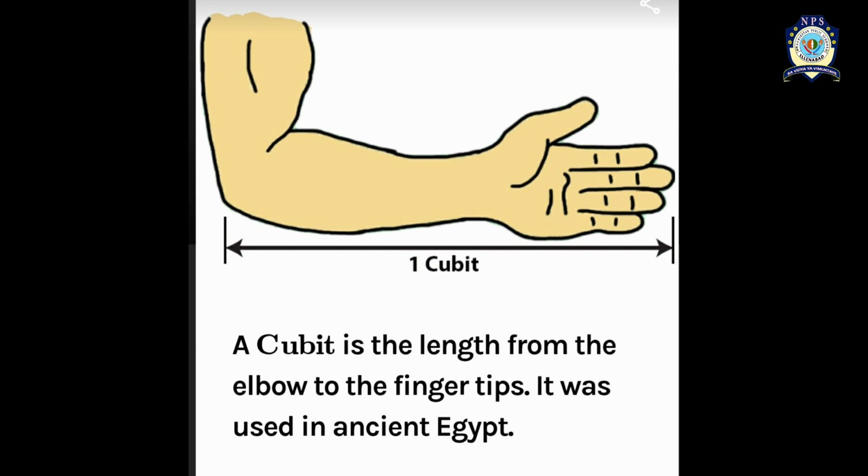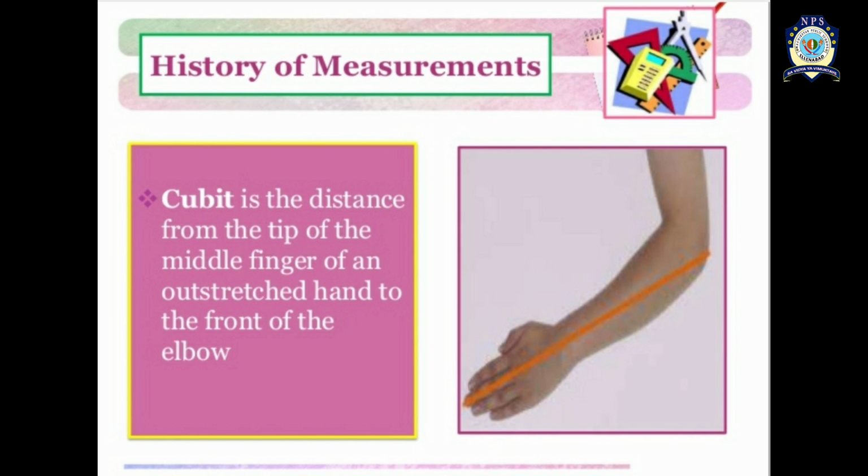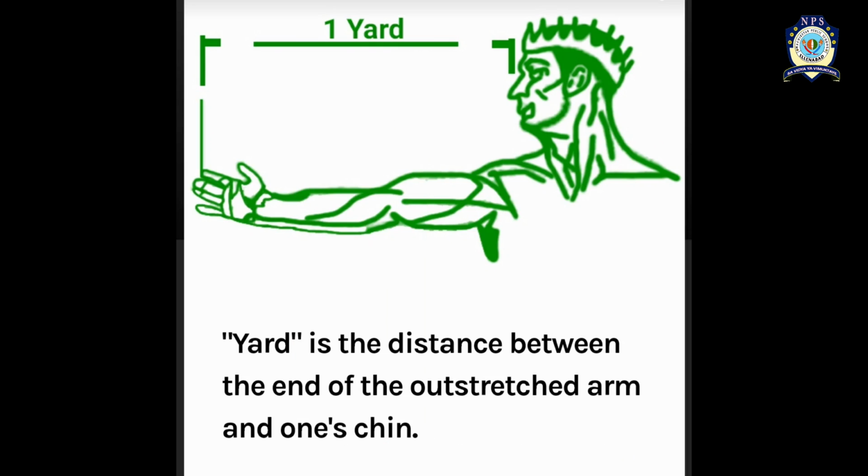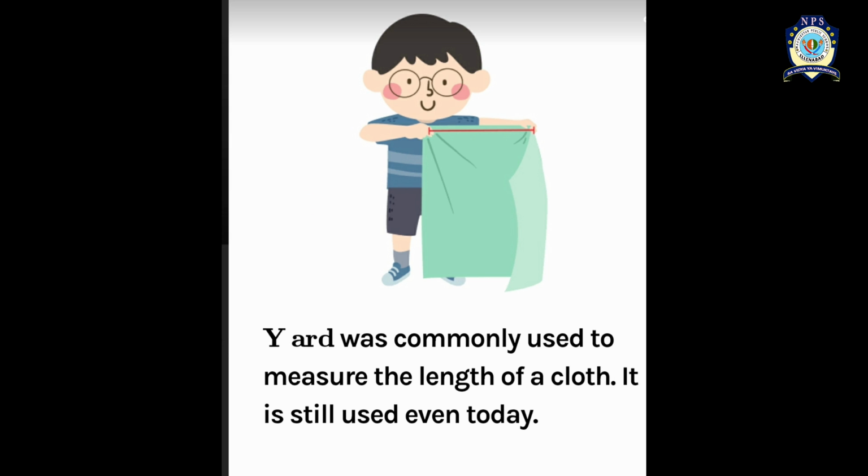So let's discuss first some basic units, like this is the cubit. Cubit is the distance from the tip of the middle finger of an outstretched hand to the front of the elbow. So this is the cubit. Now let's come to the second unit, that is 1 yard. A yard is the distance between the end of our outstretched arm and one's chin. From chin to our outstretched arm, that is a yard. The yard was also commonly used to measure the length of cloth and it is even still used today. So it's a very common thing of measurement. We usually practice this in our home.